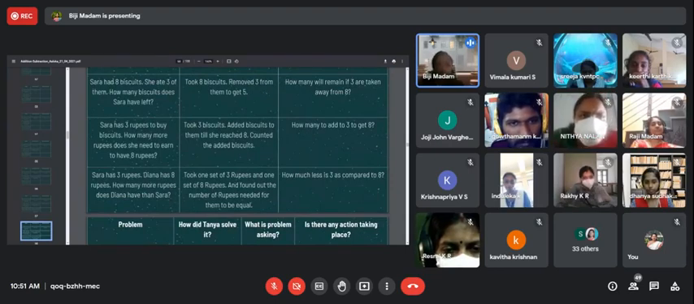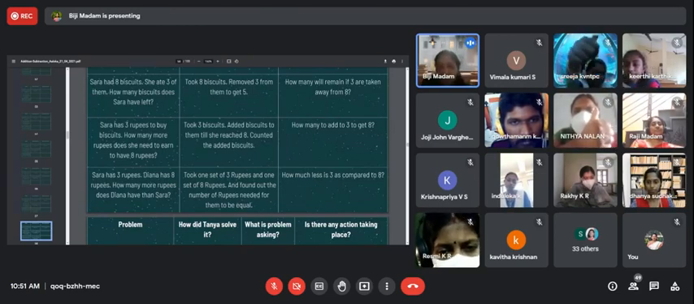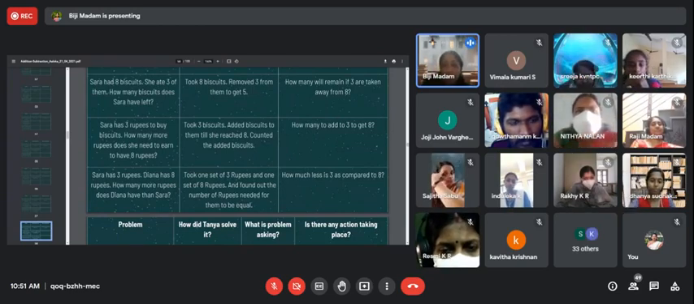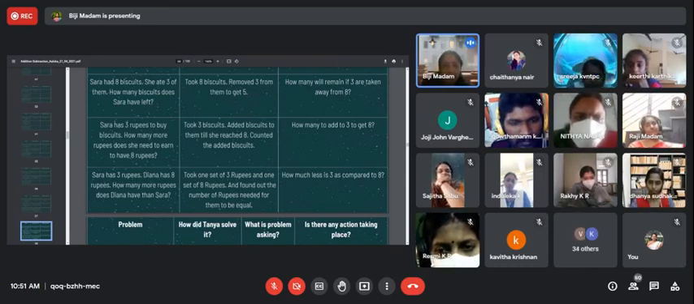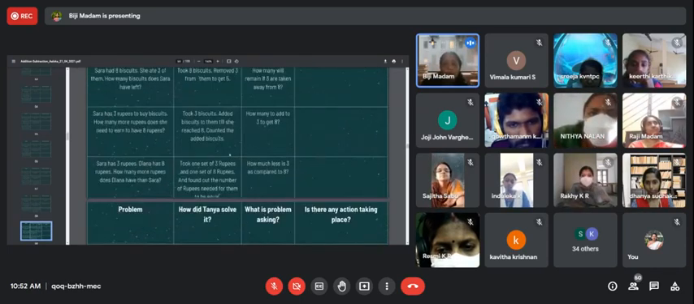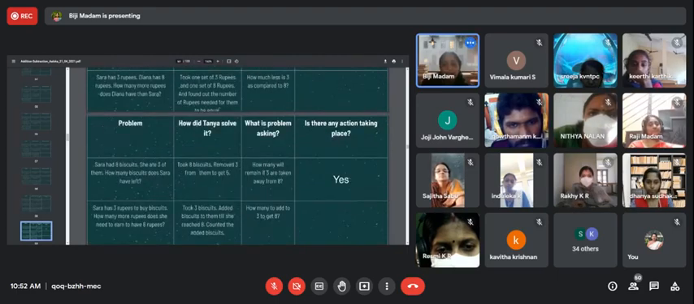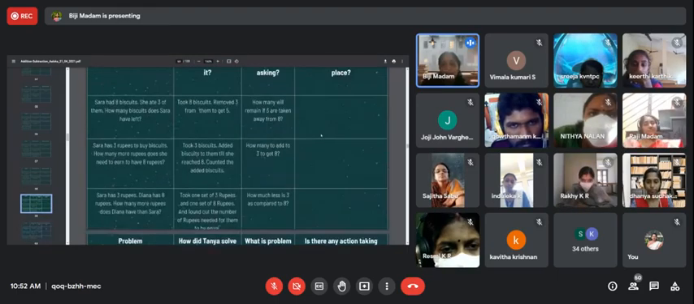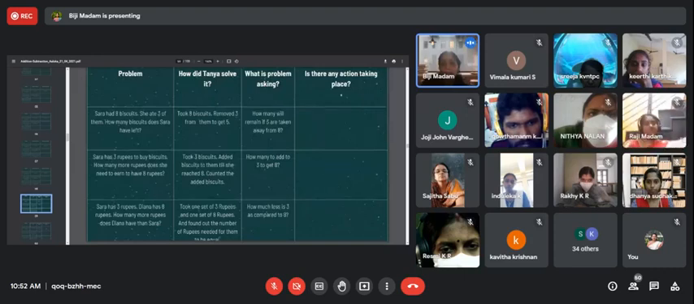Do you all agree with all the three questions and the answers? Yes, so here the child is removing something in the first question, the child keeps on adding to solve in the second, and in the third the child keeps the 2 sets and compares them. Now, we can rewrite them. Now one more column we have added: if there is any action taking place in the 3 questions. Is there any action taking place?